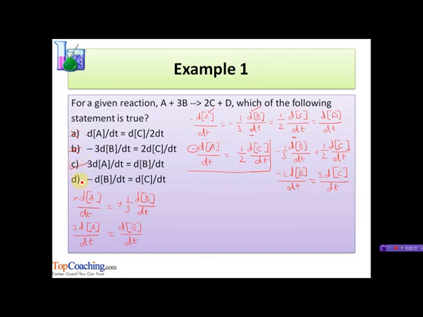Let's check for choice D as well. If we compare the terms for B and C, we can write minus 1 by 3 dB upon dt is equal to 1 by 2 dC upon dt. This 1 by 3 is missing in this choice, therefore D is also incorrect. So our correct choice is C.